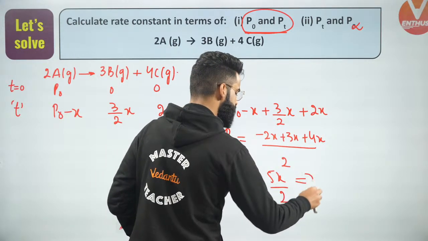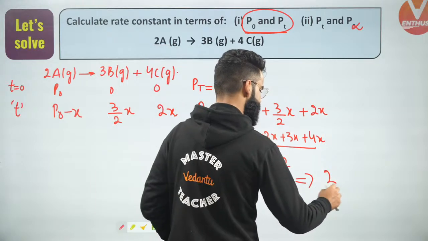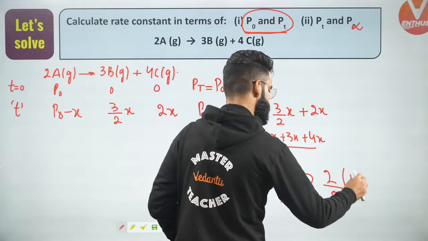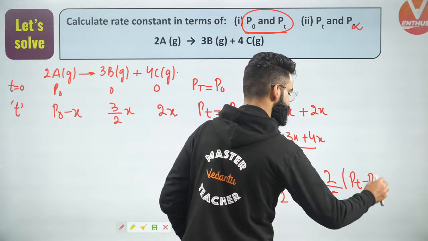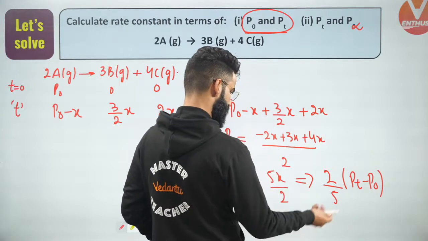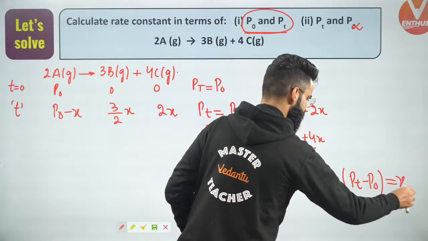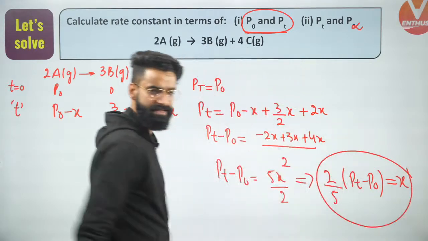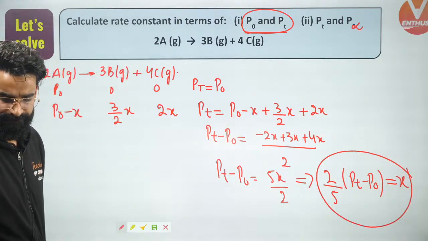Can I get the value of x from here? Can I say the x value is going to be 2 divided by 5 multiplied by Pt minus P naught? I got the value of x, right? This is the value of x which I got. Correct? Yes?